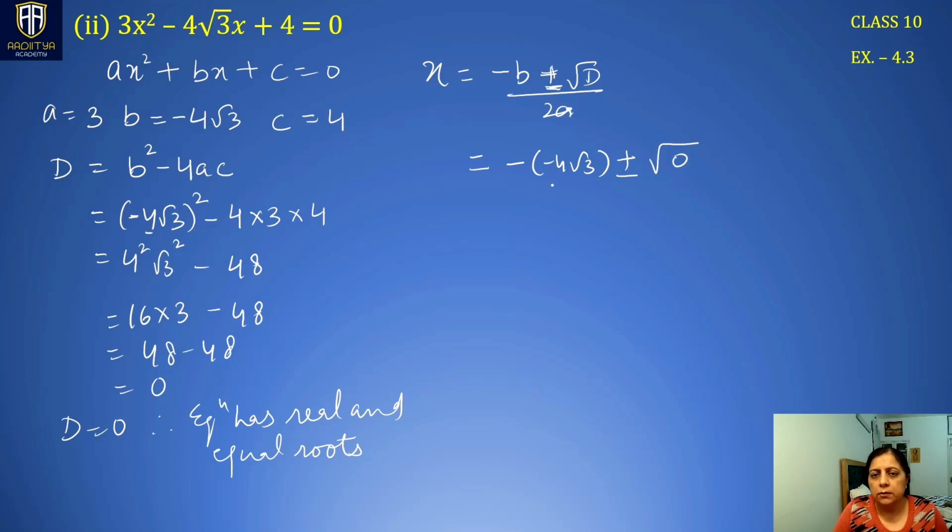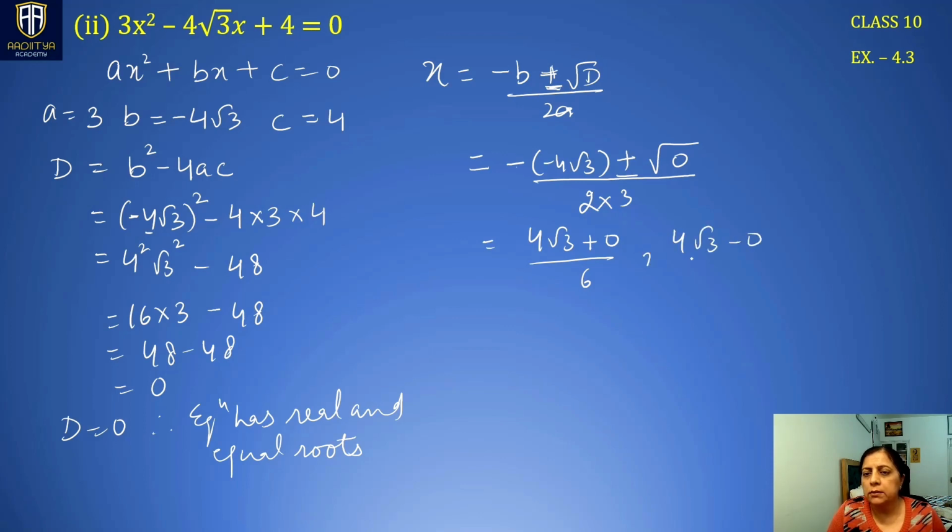D here is 0 upon 2a. 2 into a is 3. So this becomes negative of negative 4 root 3 plus minus 0 upon 6. So we can write this as 4 root 3 plus 0 upon 6, and once you can write this as 4 root 3 minus 0 upon 6.